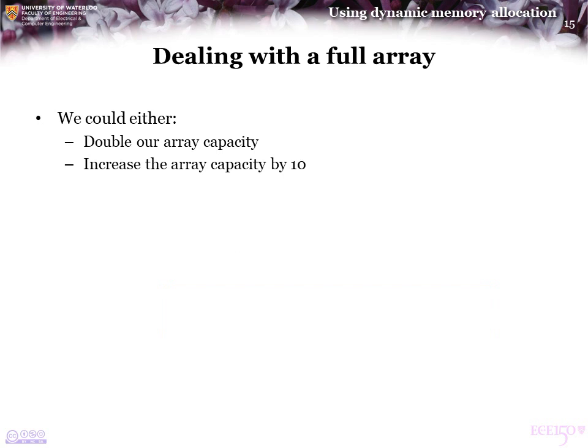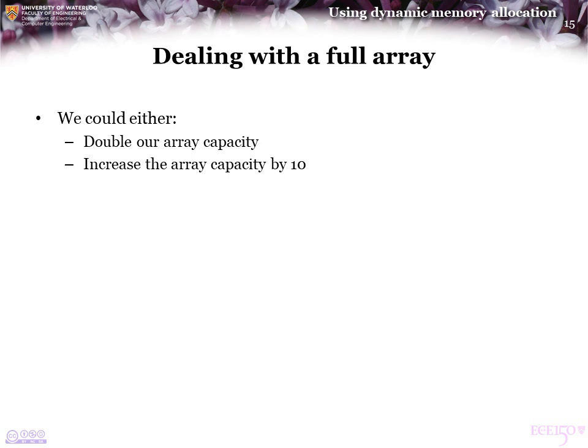Alright, so first of all, we have to determine what we're going to do if the capacity is full. We could either double the array capacity, that is, get a new array that has twice the capacity of the currently existing array, or increase the capacity by 10. Each of these solutions have pros and cons associated with them. For example, if we double the array capacity each time it is full, then we will not have to do that much work on average. However, there's the potential for a lot of wasted space.